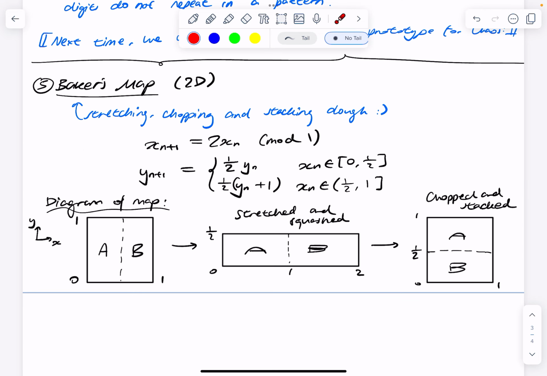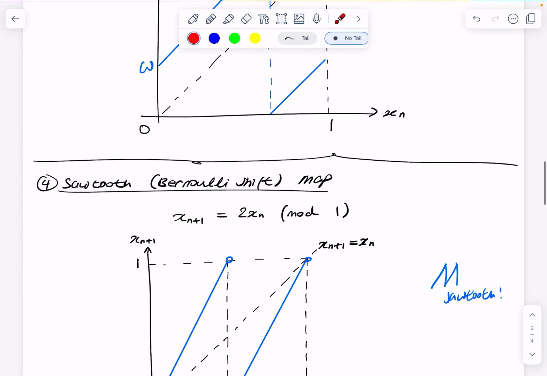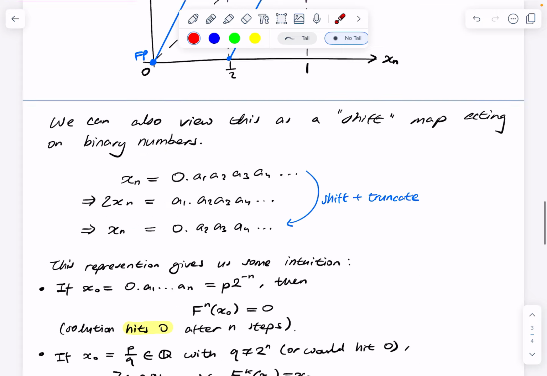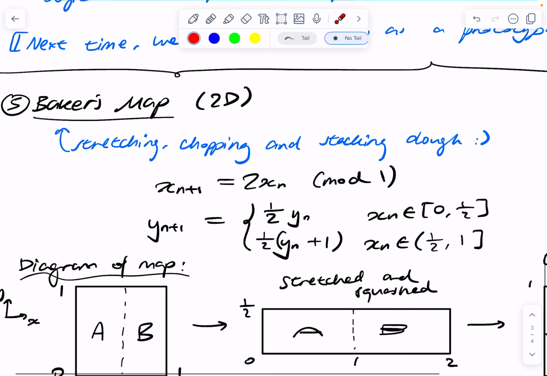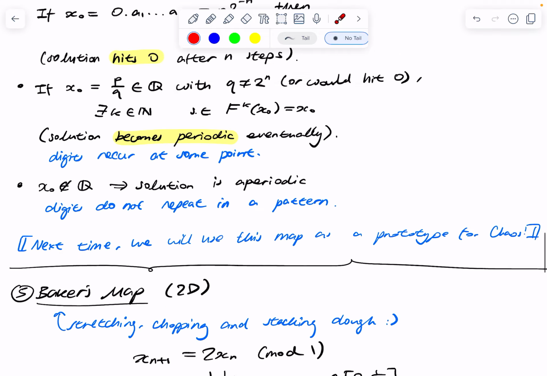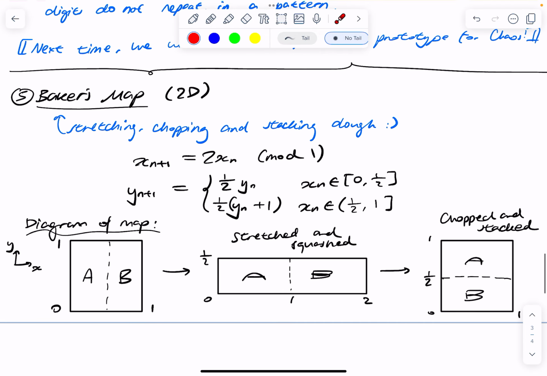I think finally we have the Baker's map, which is actually a map on 2D points. So instead of before where we had some mu, which is a parameter, and x_n, which is just in 1D, we're now going to have a point with x_n and y_n, so just in R2, and we're going to define x_{n+1} to be 2x_n mod 1, so that's basically the sawtooth map. But we also define y_{n+1} in this way.